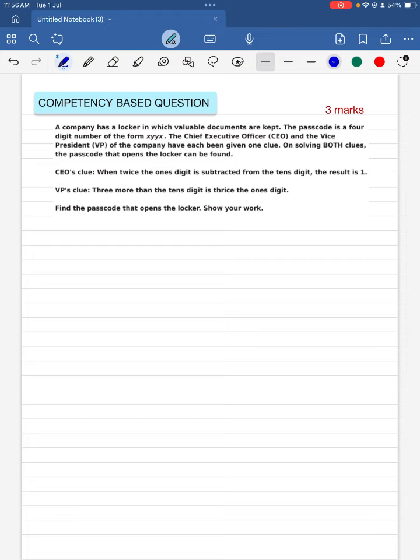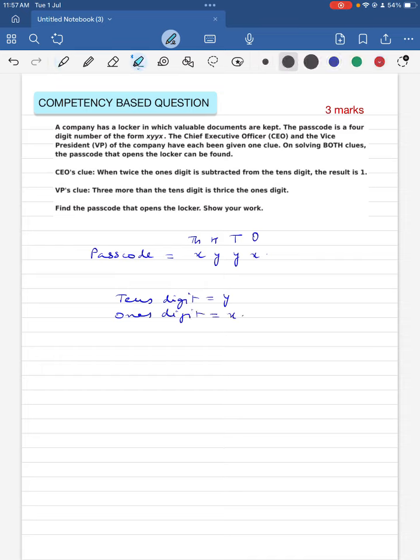Now here they've mentioned that the passcode is of this format. Passcode is equal to xyyx. Now this is the ones digit and this is the tens digit, this is the hundreds digit and this is the thousand digit. Okay, so now let's look at the tens digit will be equal to y and the ones digit we know is equal to x. Now let's look at the clues.